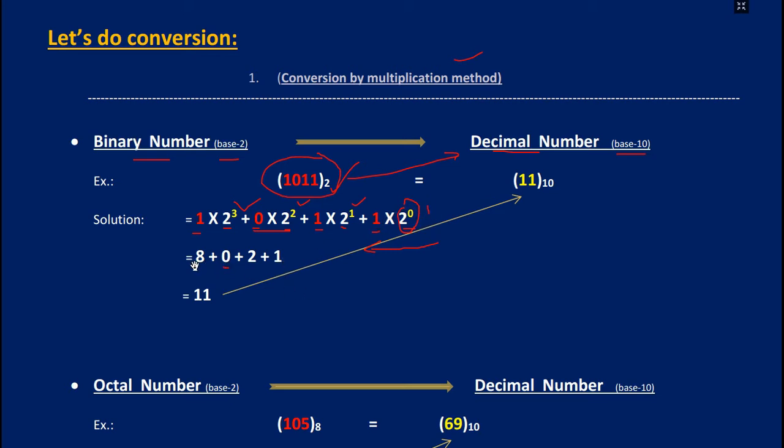Now get the sum of these numbers, that will come as 11, and we put this 11 here and apply the base 10. So this whole is the answer in the decimal number system. So first we have converted from the binary number system to the decimal number system by using the multiplication method.